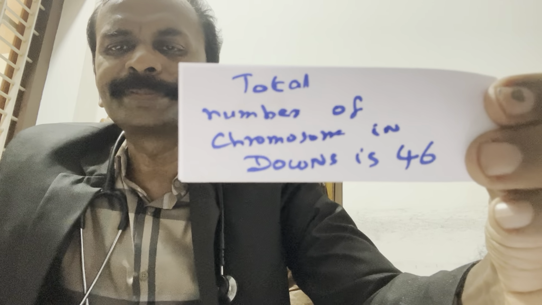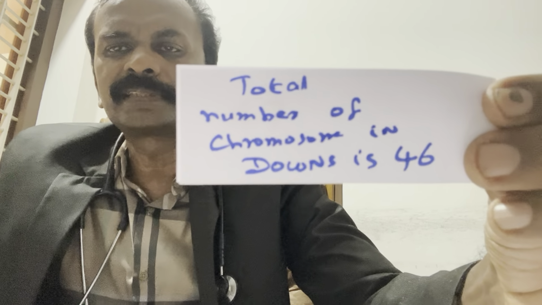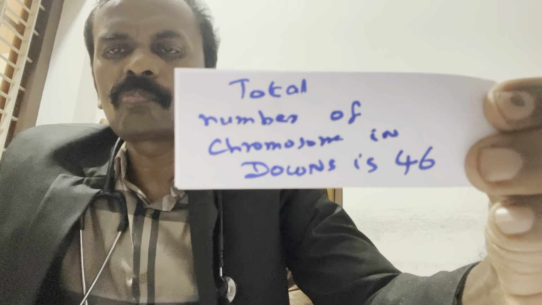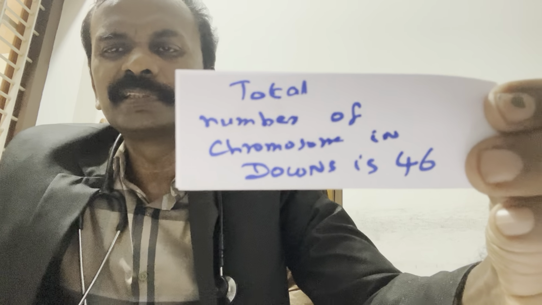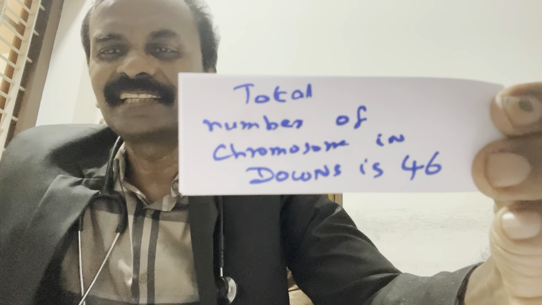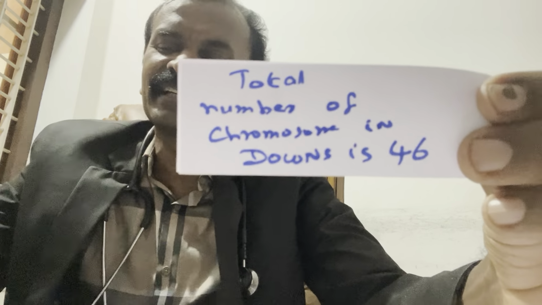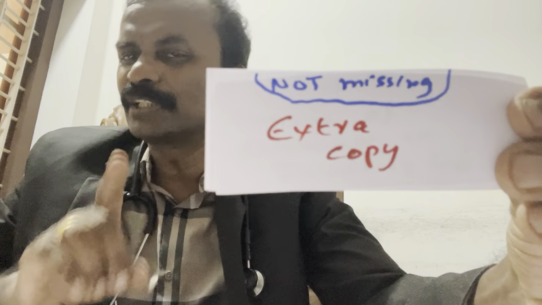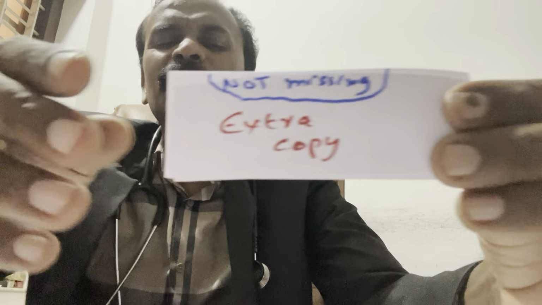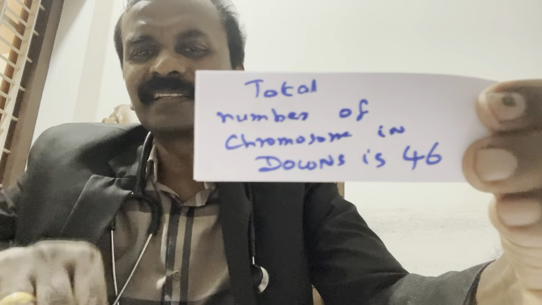Total number of chromosomes in Downs is 46. Extra copy, don't forget. Extra copy means Downs, I told you. So when there is an extra copy, what will be the answer? It will always be 47. So 47 chromosomes, Downs.